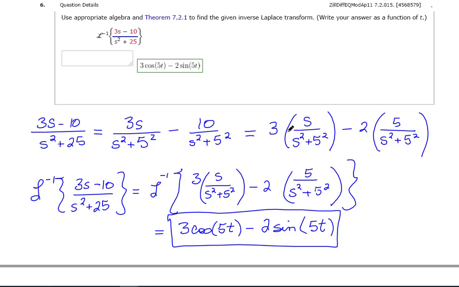So for the 3s, I simply just move the 3 out of the way so it's here in the front. On the sine term, I've got a 5 squared, so I need a 5 on the top. So I just rewrote the 10 as 2 times the 5 and took the 2 out of the way. So the inverse Laplace transform then is 3 cosine 5t, minus 2 sine of 5t. Not too bad.